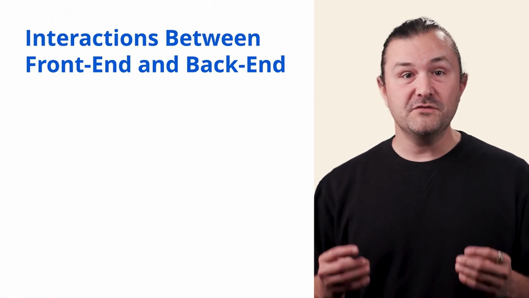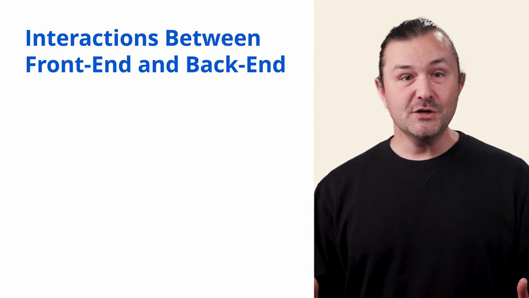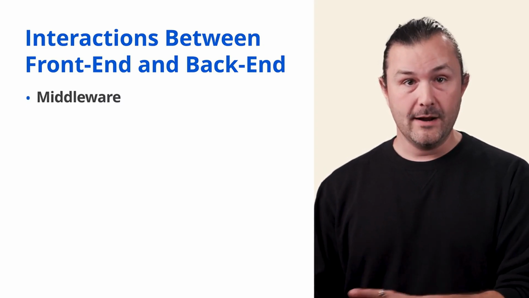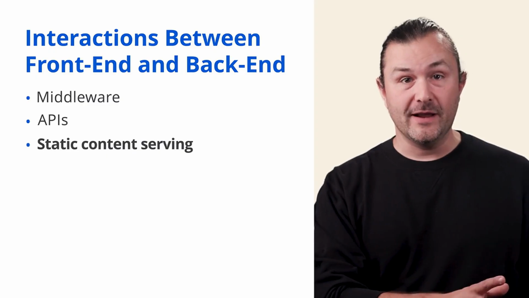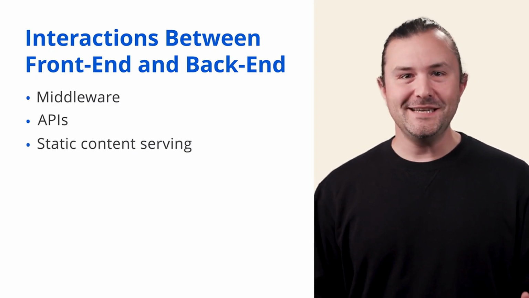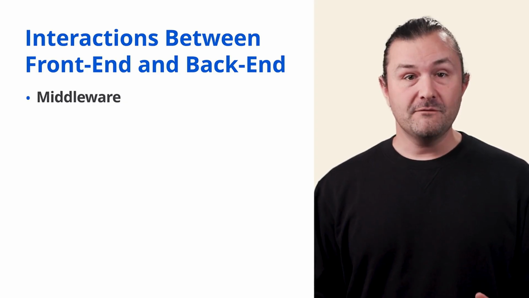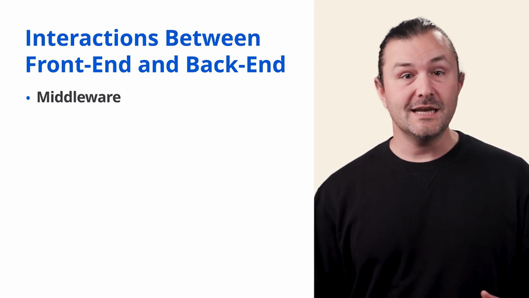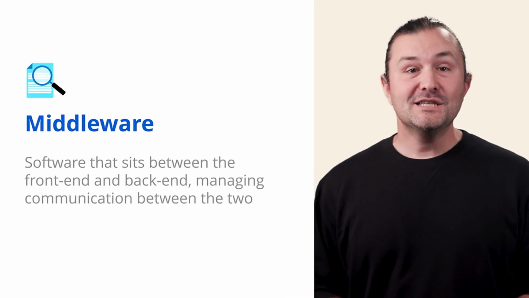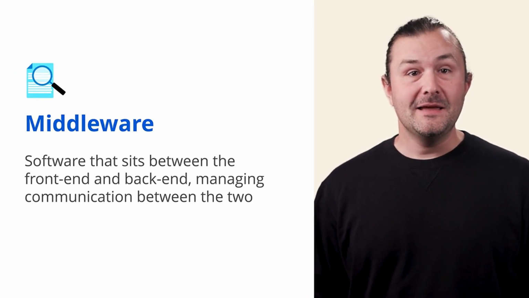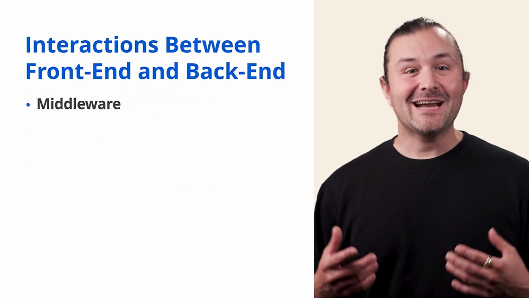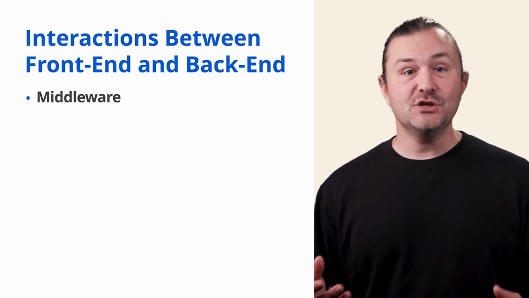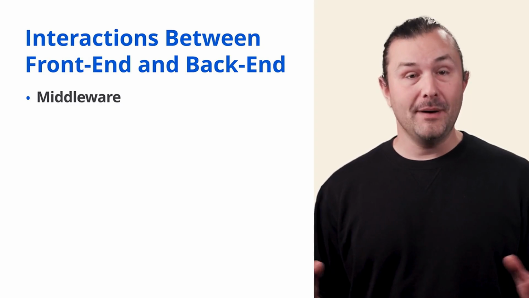So exactly how do back end and full stack engineers bring the front end and back end together to create a seamless user experience? Well, it all comes down to effective communication between the two. The key interactions that allow them to communicate include middleware, APIs, and static content serving. Let's examine how each of these work in more detail, beginning with middleware. Middleware facilitates smooth communication between the front end and the back end. Middleware is software that sits between the front end and back end, managing communication between the two. It acts like a translator, ensuring that the data exchanged is properly understood and processed by both sides.